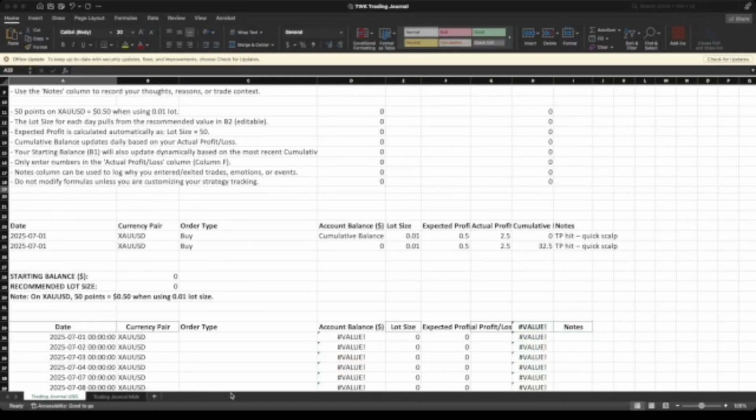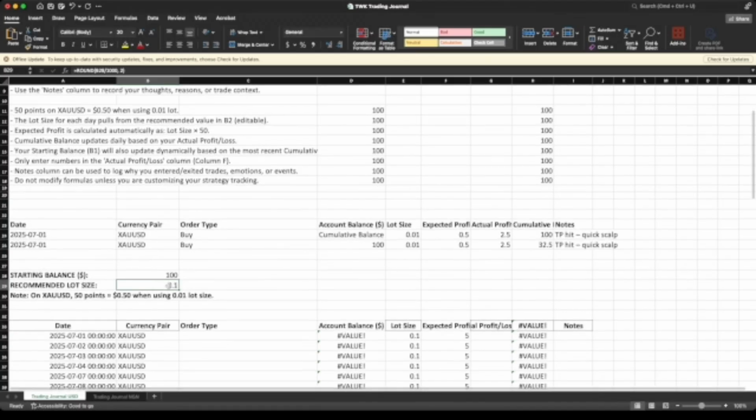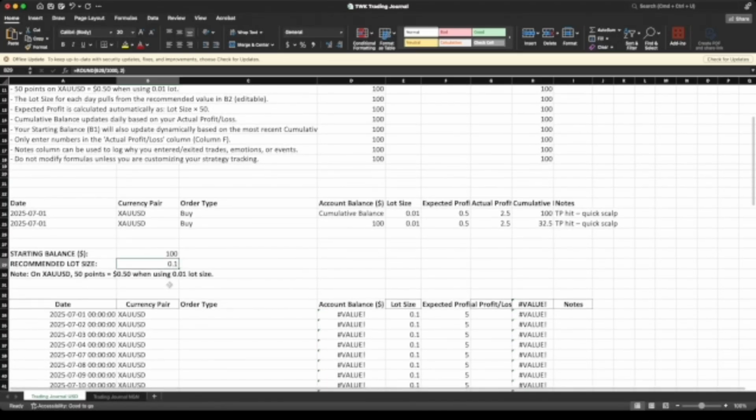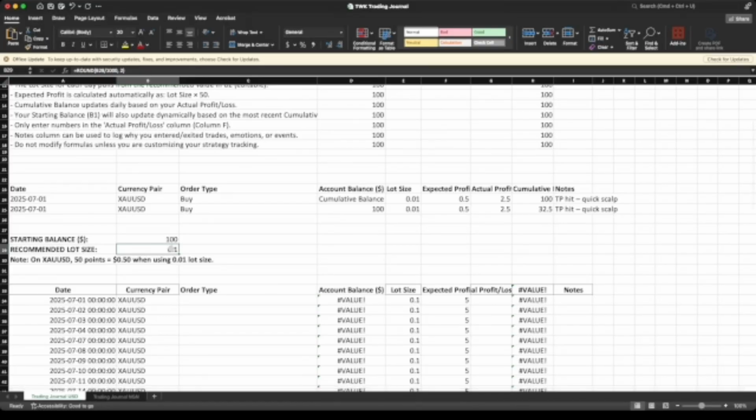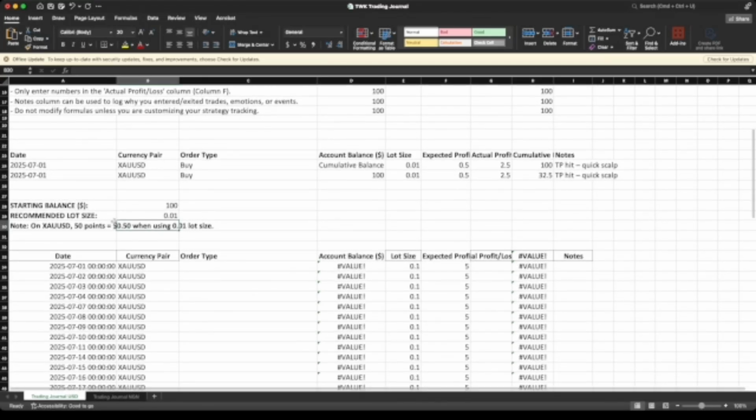So you have the starting balance and the recommended lot size. Once you put in your starting balance, it calculates it and gives you a recommended lot size for your account balance. Dollar account, it automatically adds it and gives me a lot size of 0.1, which is a safe lot size. But for the sake of what we're trying to achieve, I would edit this and put 0.01. So this is, for me, a safer way to trade.